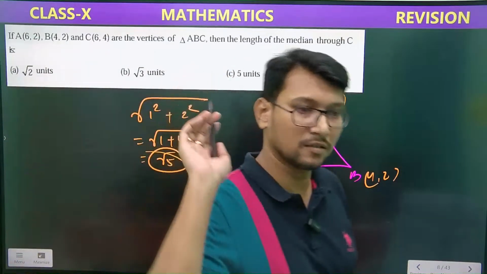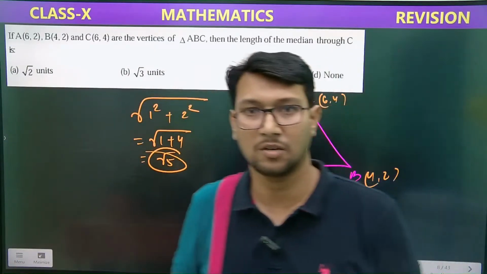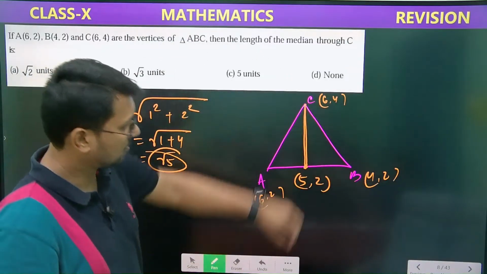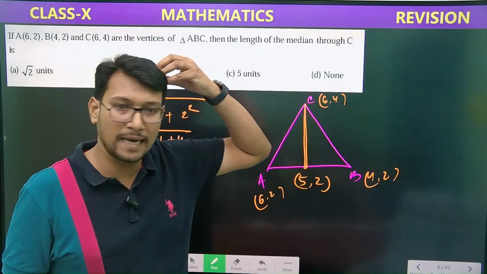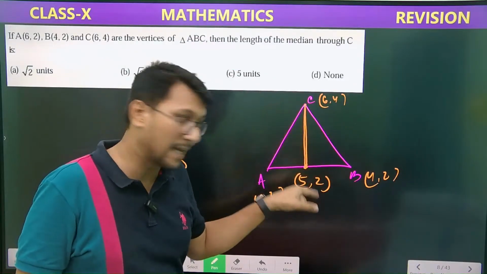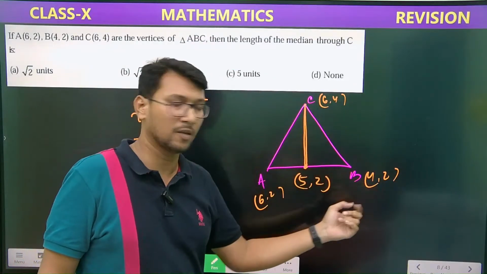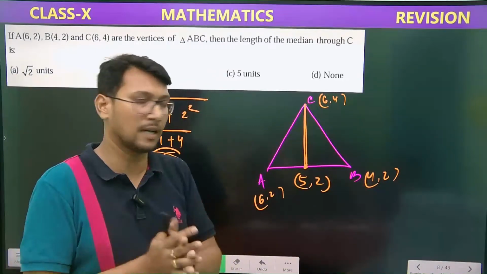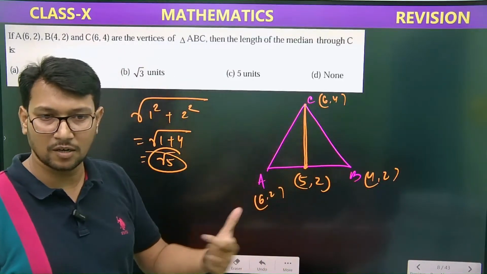Everyone solved? Okay, moving to the next question. Understood? So children, median means, keep in your mind, you have to draw a line from C to the opposite side, and that point is the midpoint of AB. Midpoint is x1 plus x2 by 2, y1 plus y2 by 2. Done. The distance formula. Take over.